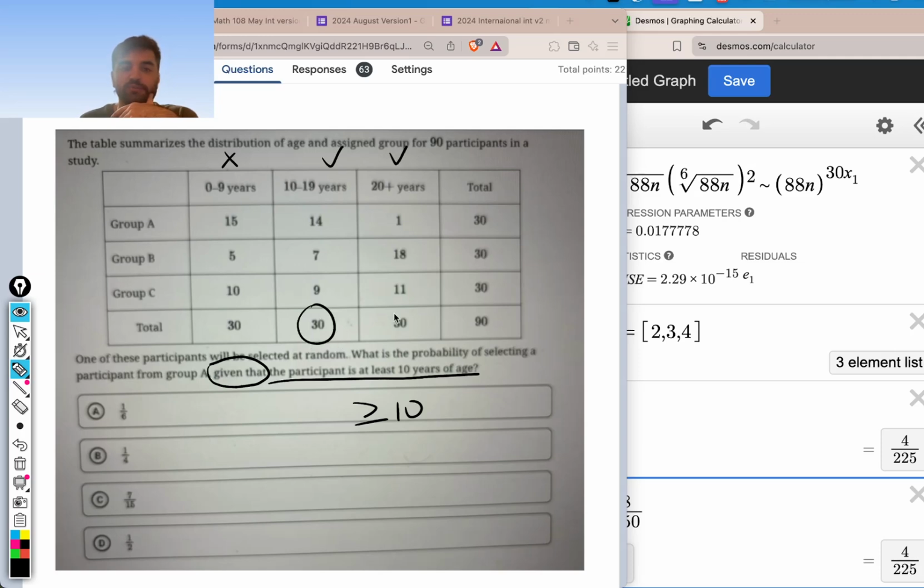So we have 30 and 30, which is equal to 60. So out of this 60, how many of them are from group A? Group A is this one, right? No, this here, 14 and 1, 15. So the answer will be 1 over 4. B. Any question?